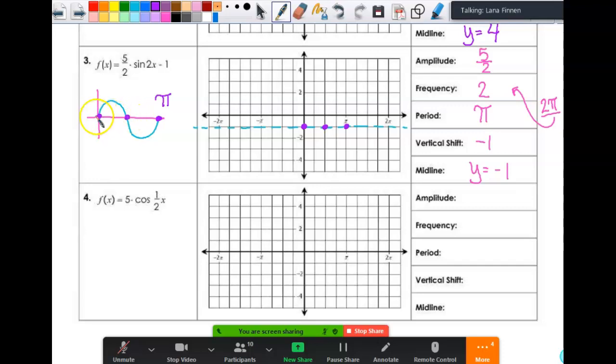Then I'm going to go halfway between these two. It's usually at 1, but my amplitude is 5/2, which is like 2.5. So I'd go halfway in between these, and then from the midline, I go up 1, 2.5. Halfway between these two, from the midline, I go down 1, 2.5. Those are my 5 anchor points that I then need to finish this.